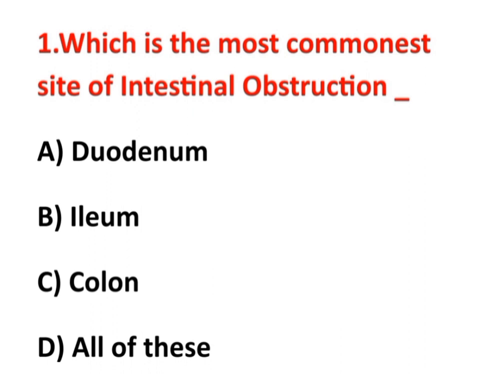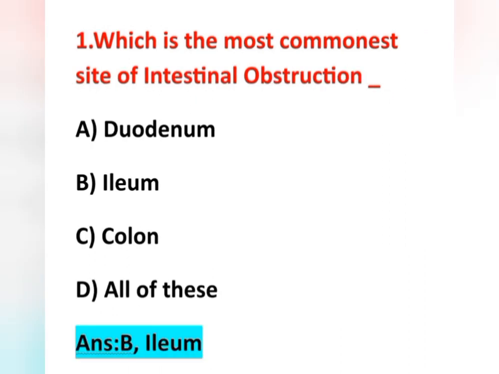So we all know the small intestine is the commonest area of intestinal obstruction. Among the small intestine, ileum is the most common part of intestinal obstruction. Among these options, ileum is there, so ileum is the most common part. Okay, option B is the correct answer.